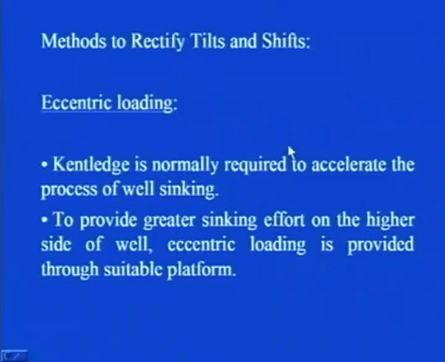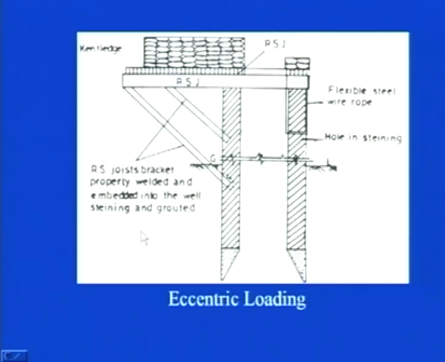Then the second method is eccentric loading. Kentledge is normally required to accelerate the process of well sinking. To provide greater sinking effort on the higher side of the well, eccentric loading is provided through a suitable platform. So you will see that if this is the higher side, more of the kentledge is put here, so that the sinking becomes uniform, or the tilts and shifts can be rectified.